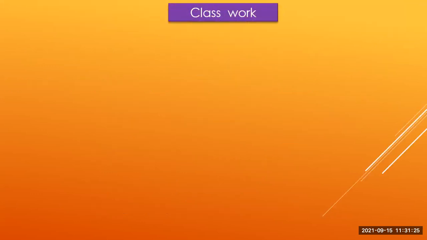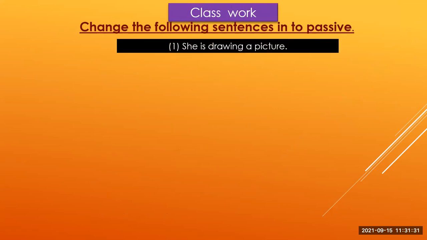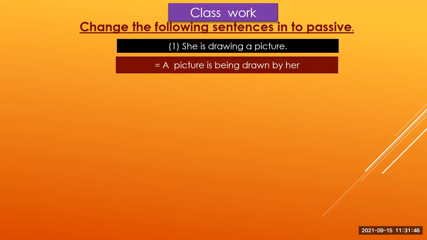Now, this is classwork for you. Change the following sentences into passive. Number one is, she is drawing a picture. This is a sentence of present continuous tense. So the answer is, a picture is being drawn by her.